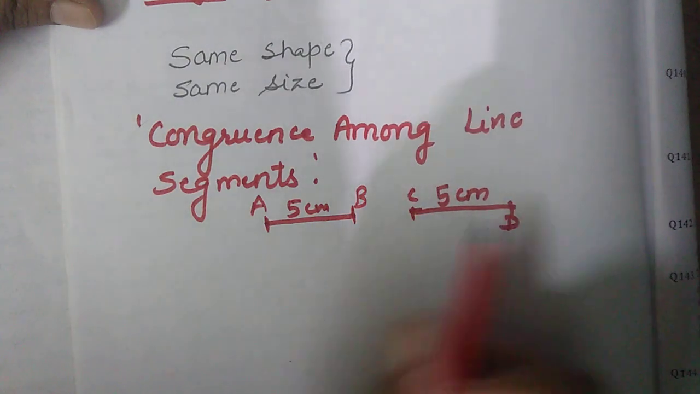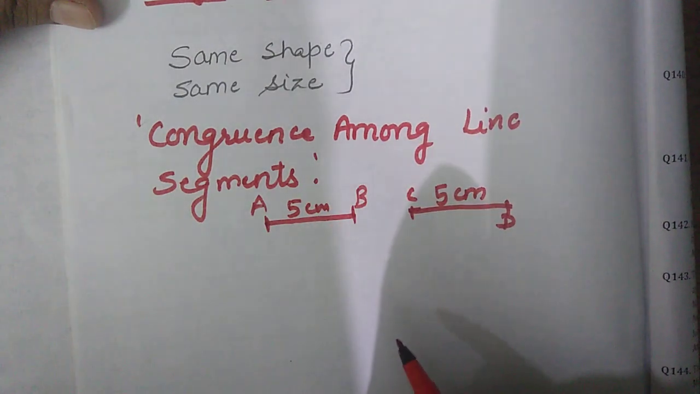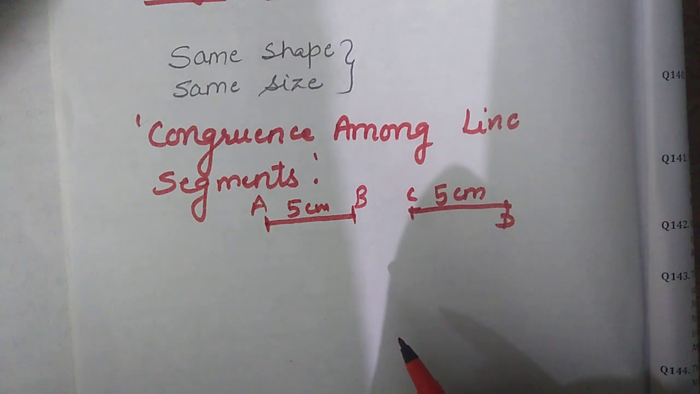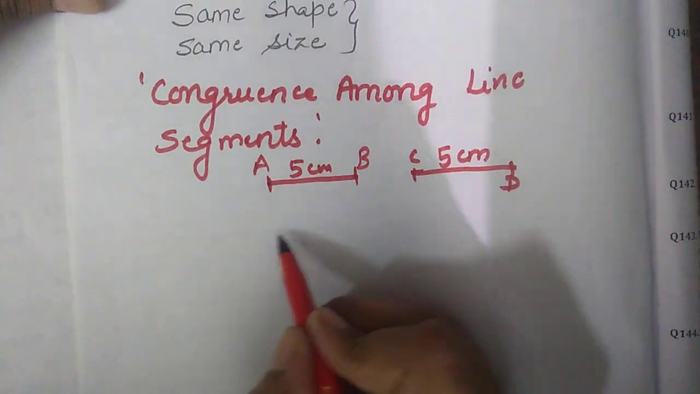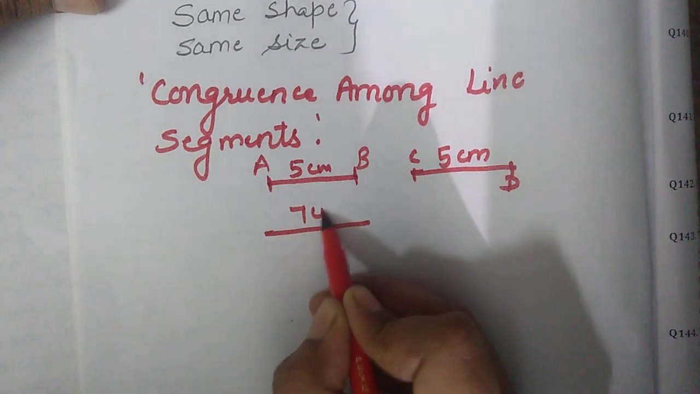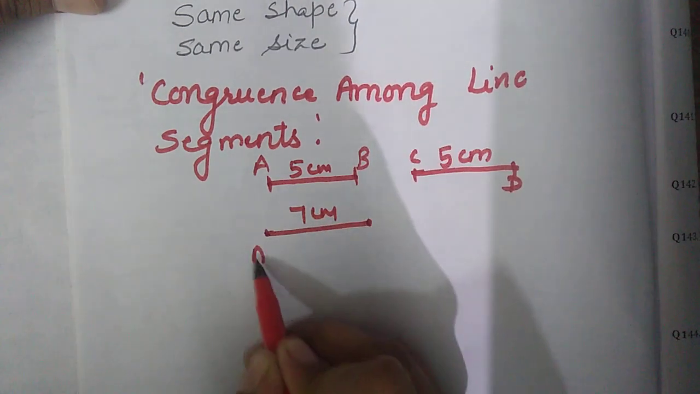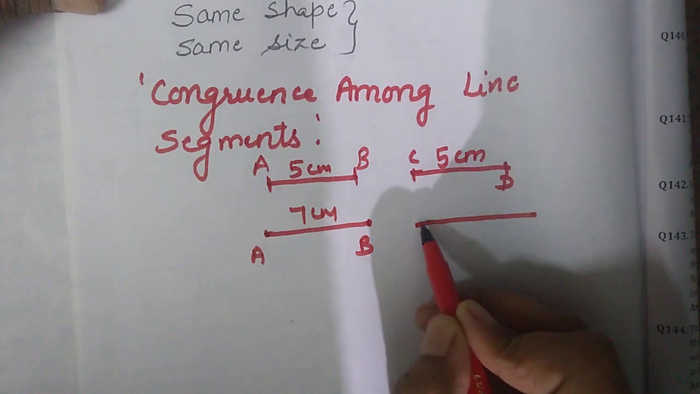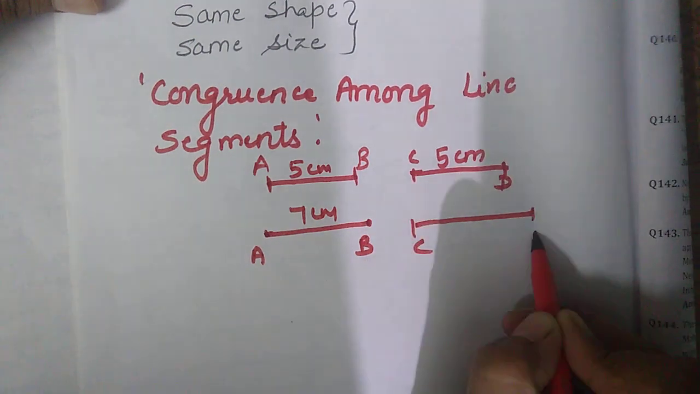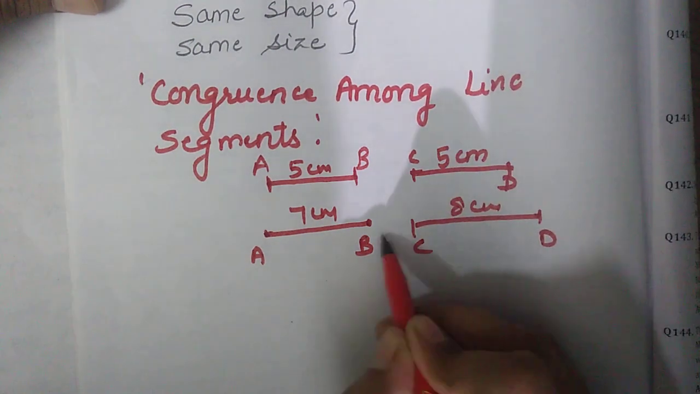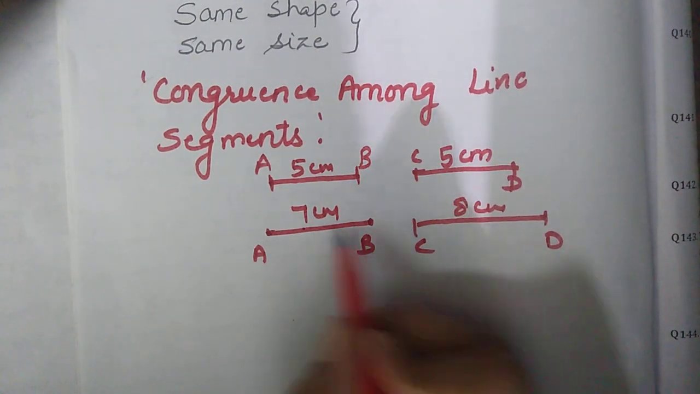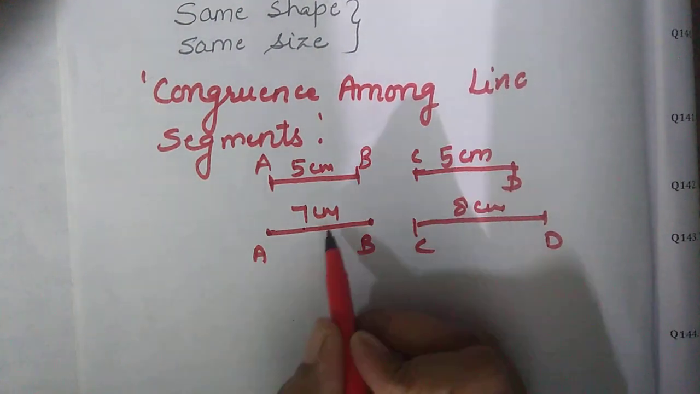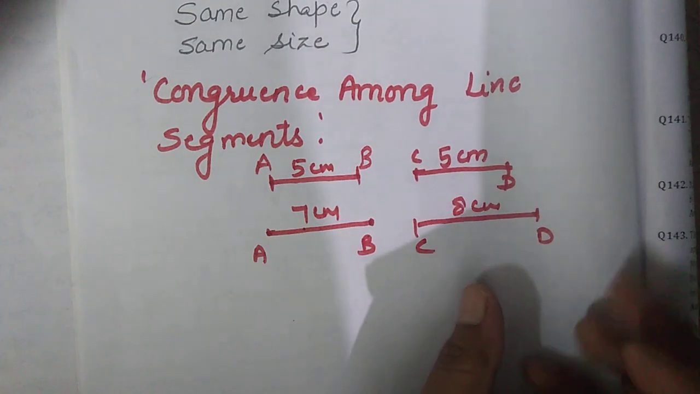Okay, so we can say the two line segments are congruent if they are of equal measurement. Now let us take one more example: this line segment is 7 centimeter and this is 8 centimeter. Let it be CD. Are these two line segments congruent? No, they are not congruent because their measurements vary. If they have the same measurement, then we can say the line segments are congruent.